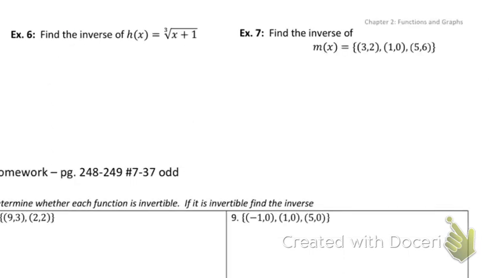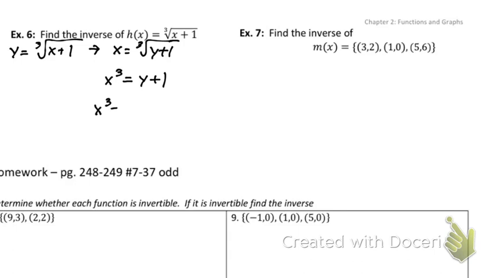It says find the inverse of h of x equals the cube root of x plus 1. Once again, I would write it with a y in place of the h of x. We'd have y equals cube root of x plus 1. Then I would switch my x and y values. So I'd have x equals the cube root of y plus 1. Then I would cube both sides to end up with x cubed equals y plus 1. And finally, I would subtract 1, and we'd have x cubed minus 1 equals y.